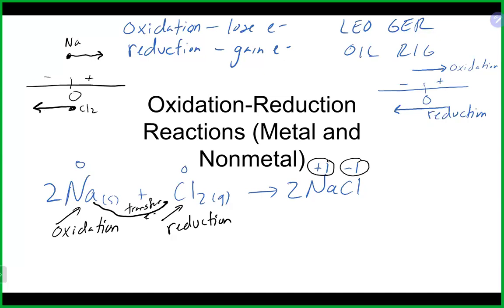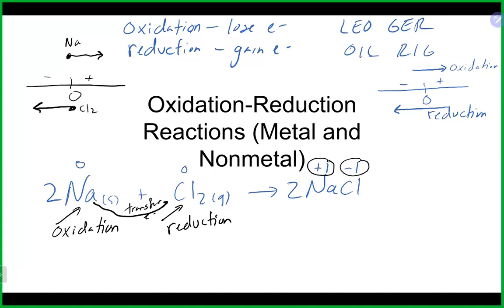Now, by the way, you probably don't even need the number line in this particular situation because when we have an ionic compound, which is made up of a metal and a nonmetal, which one should always lose electrons? Should the metal or the nonmetal lose electrons?